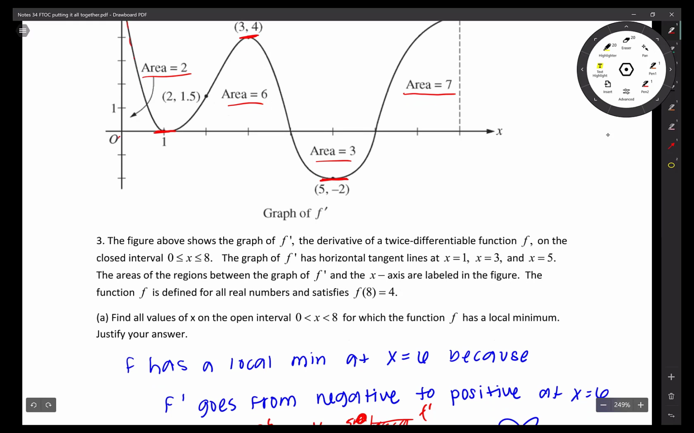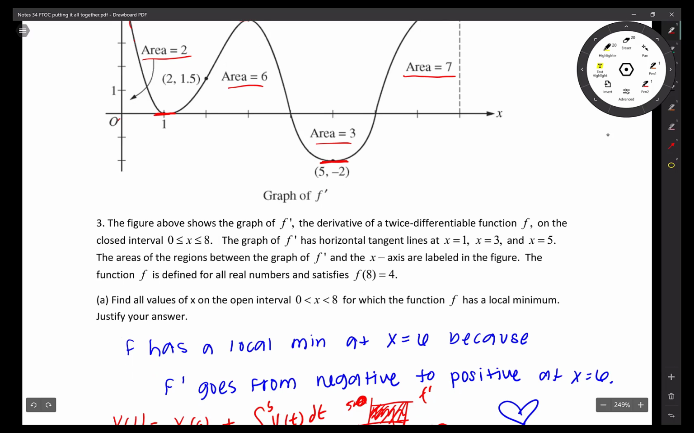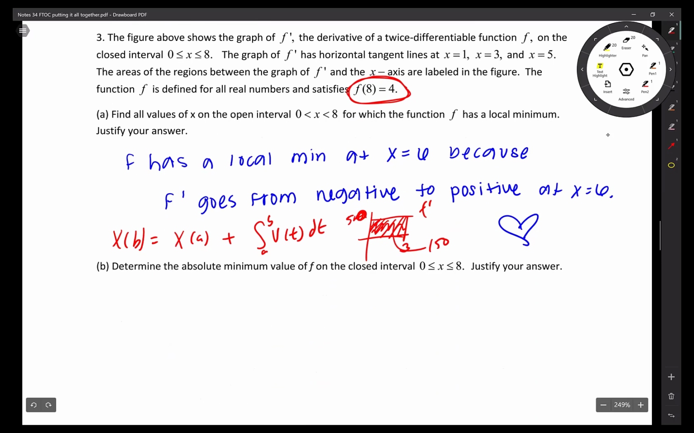The function f is defined for all real numbers and satisfies, and look at that, that is a beauty. Circle that, guys. They are giving us a position at 8. It's the same as the position in particle motion. They are telling us that when the x value is 8 for f, the y value is 4. Okay, now that we know that, let's go to letter B.